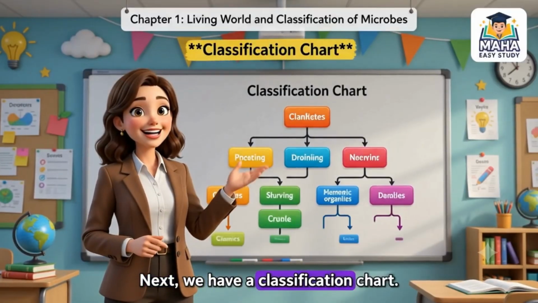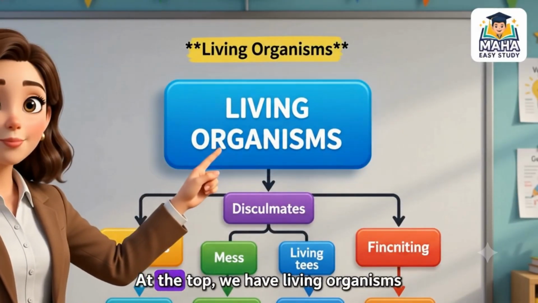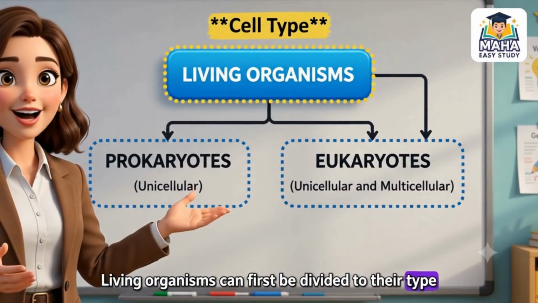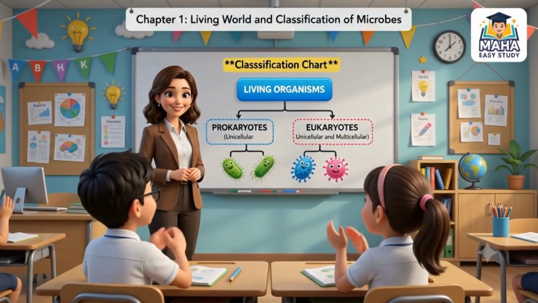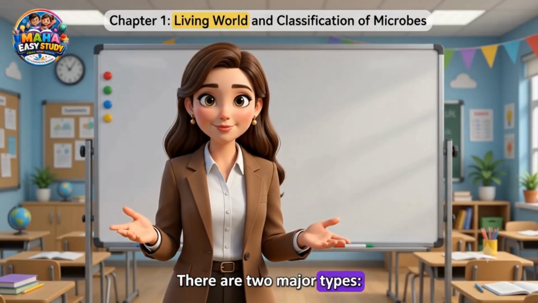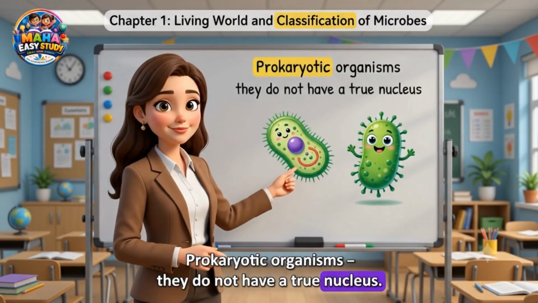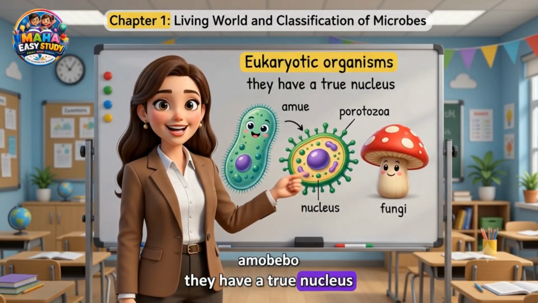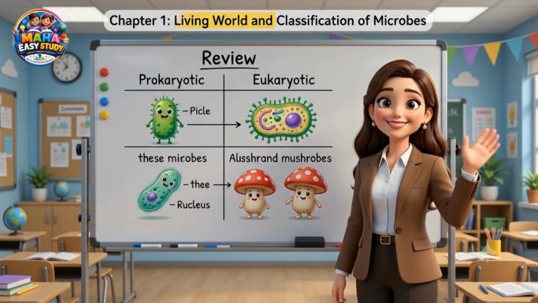Next, we have a classification chart. At the top, we have living organisms. Living organisms can first be divided according to their cell type. There are 2 major types. Prokaryotic organisms. They do not have a true nucleus. Eukaryotic organisms. They have a true nucleus.